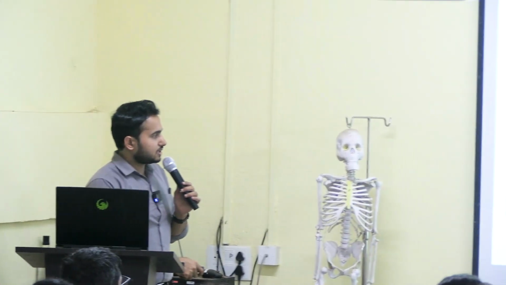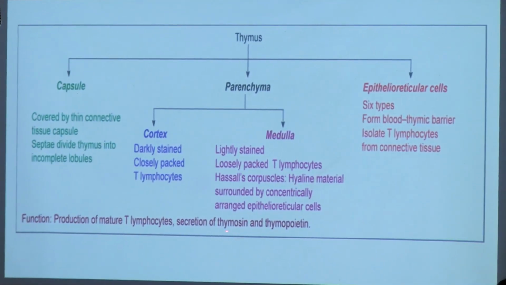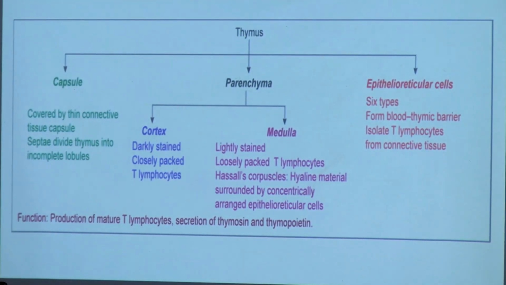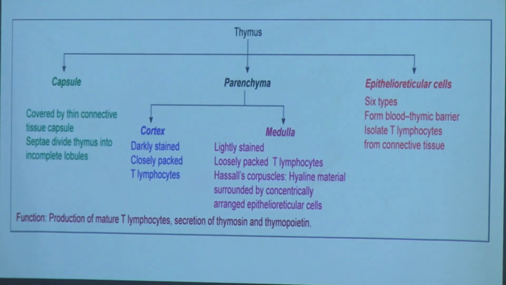Along with that, you can see production of mature T lymphocytes. This is one important function. Secretion of thymosin and thymopoietin. These are two important hormones which are produced by the thymus gland, and that is purely responsible for maturation of these T lymphocytes.